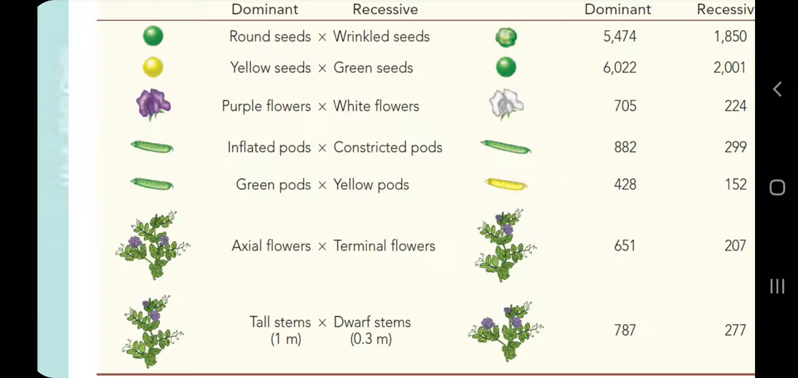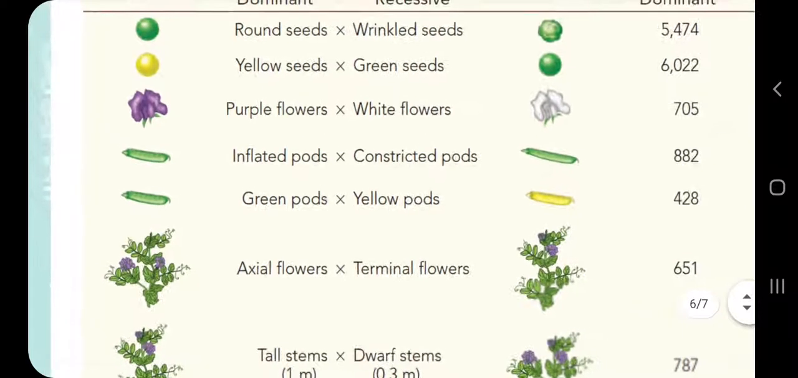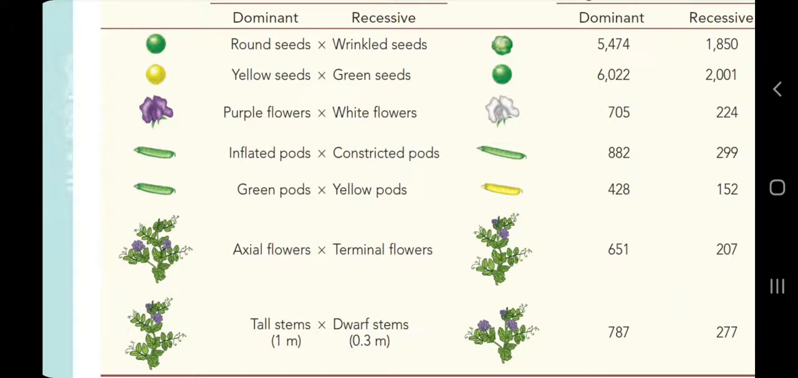What results did he obtain? In every condition he was able to see only one character in the next generation of that monohybrid cross. For example, when he selected two variants of seed shape, rounded seeds and wrinkled seeds, he was able to see only rounded seeds in the next generation. All plants contained only rounded seeds, meaning spherical seeds, no wrinkled seeds, and this surprised him.